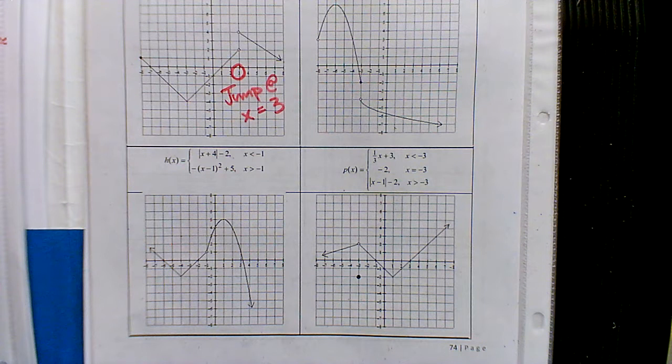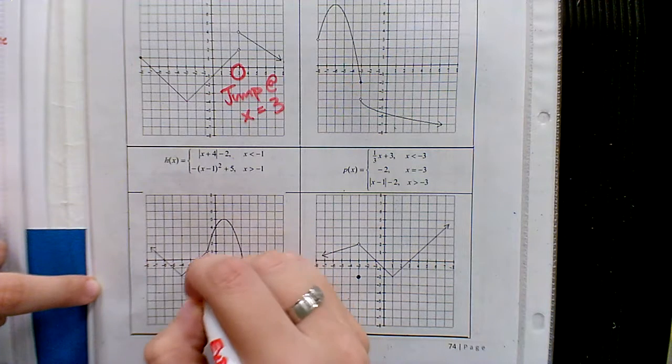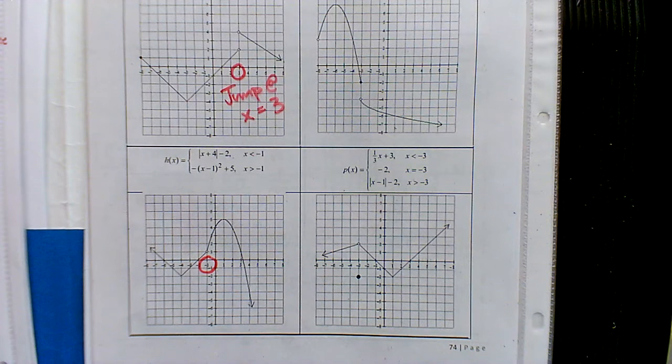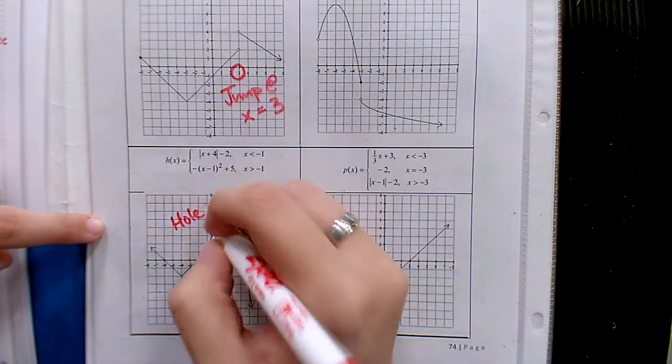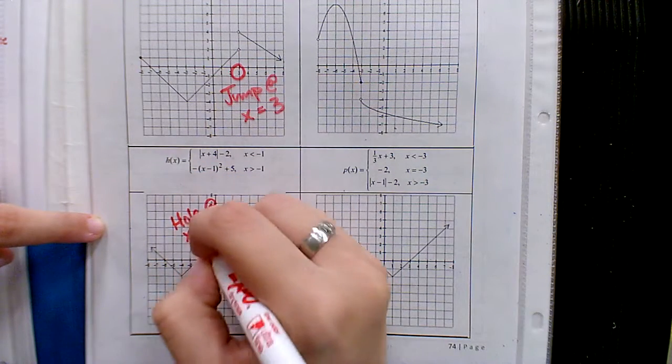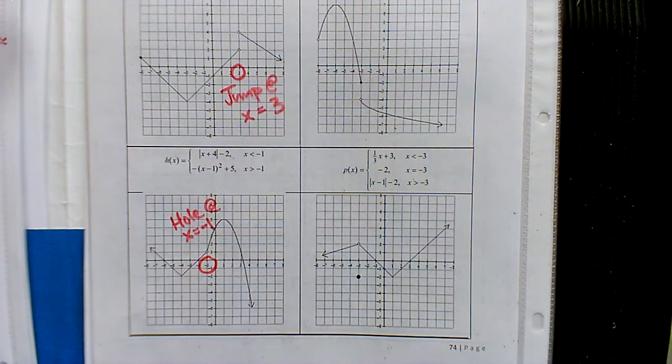Can we find a discontinuity? -1. And can you classify it? A point or a hole. Okay, you can use either one of those words. I'm used to using hole. Okay, hole at x equals -1. But sometimes you'll hear it referred to as a point discontinuity because technically there's no point there.